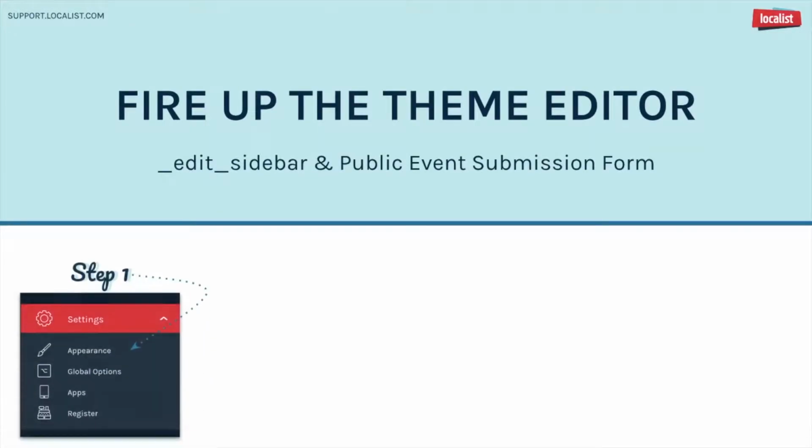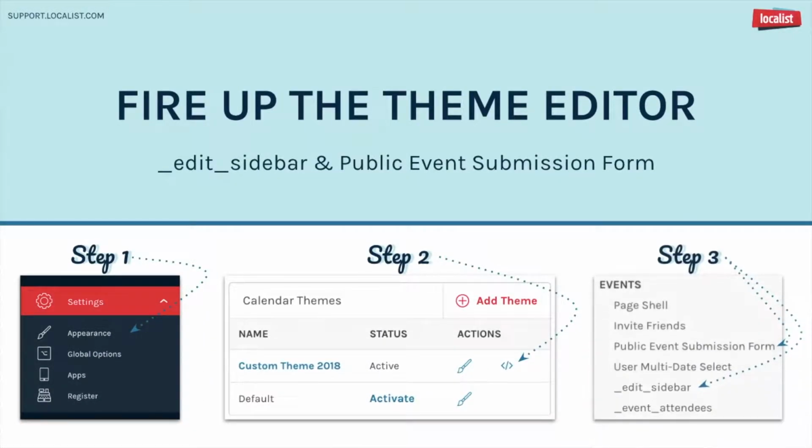To get started, log into your Localist admin dashboard. In the left side navigation, select Settings, then Appearance. On the Appearance page, select the code icon for your active theme. This will take you to the theme editor, where you will find all of the HTML files for your platform. Scroll down the list of files until you see the header Events. We'll be working in the public event submission form and _edit_sidebar files. First up is that edit sidebar file.